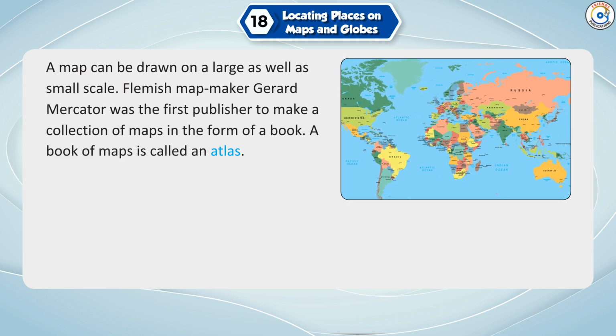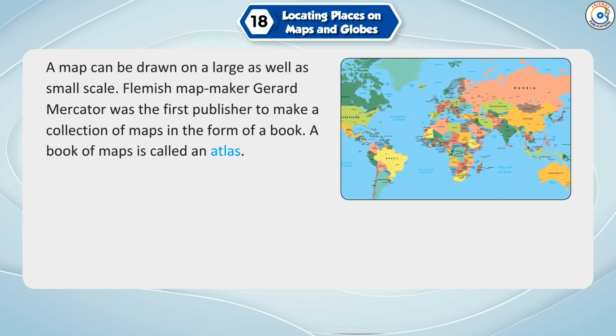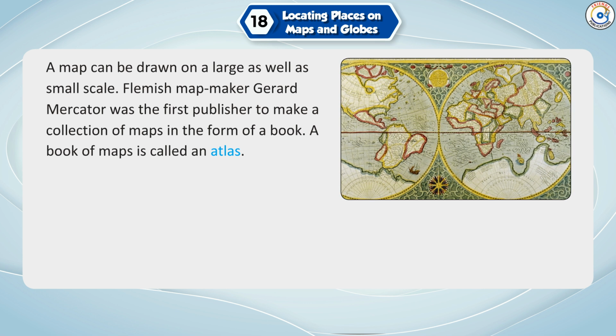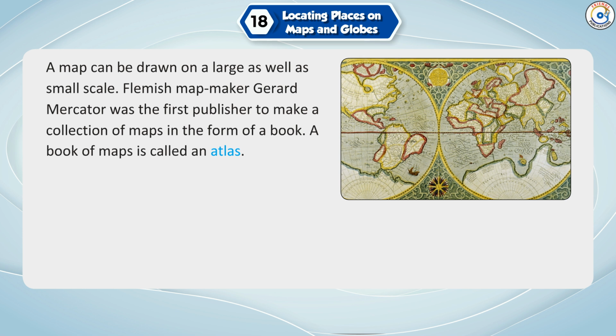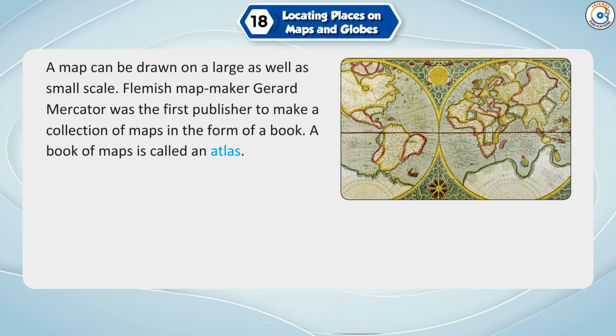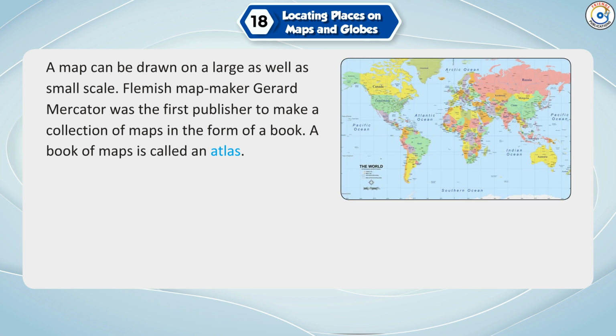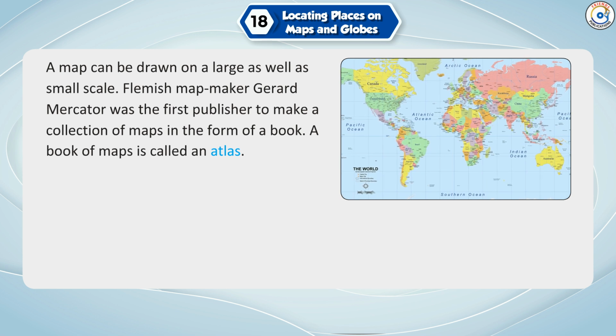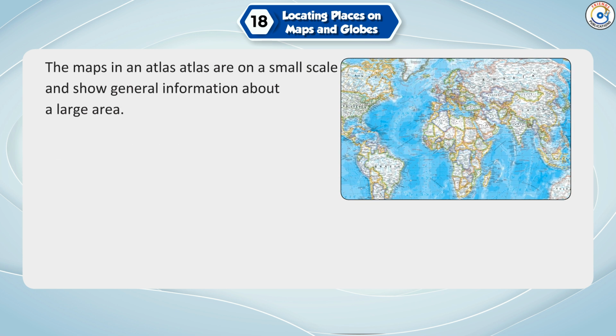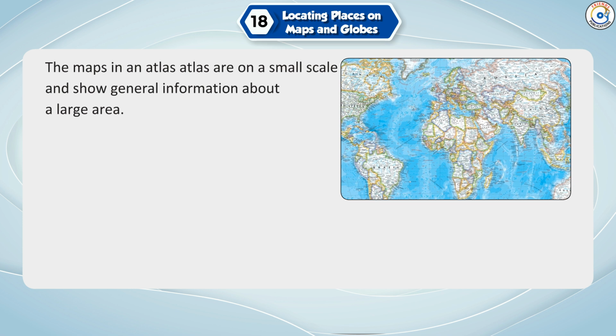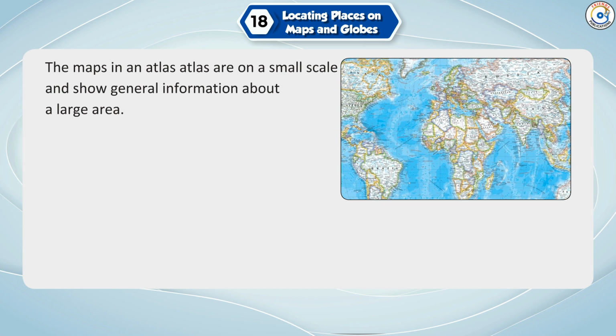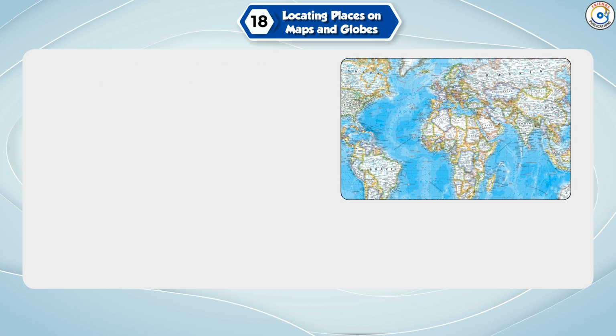A map can be drawn on a large as well as small scale. Flemish map maker Gerard Mercator was the first publisher to make a collection of maps in the form of a book. A book of maps is called an atlas. The maps in an atlas are on a small scale and show general information about a large area.